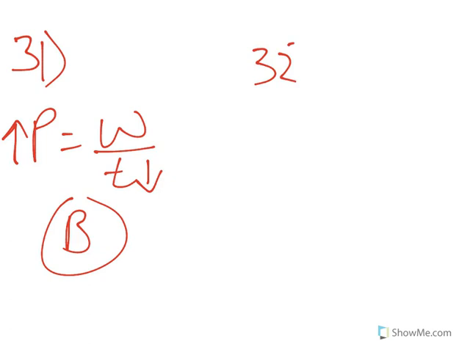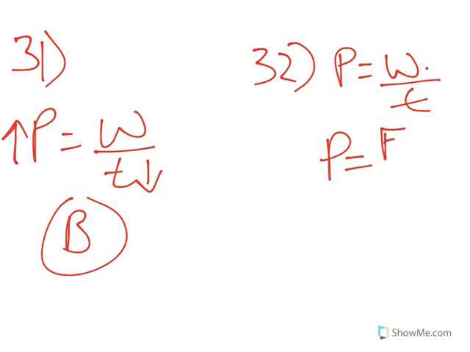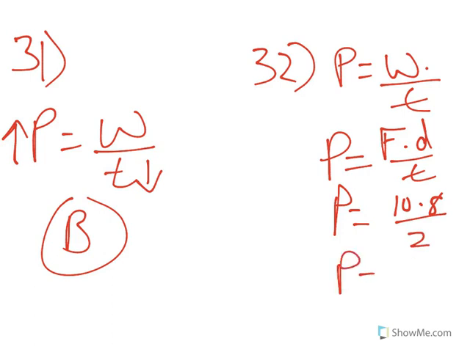So 32, power is equal to work divided by time, but work is force times distance. So power is equal to force times distance divided by time. Power then would be equal to the force, 10 newtons, times the distance, 8 meters, divided by the time, 2 seconds. So power would be equal to 40 watts, which is A.